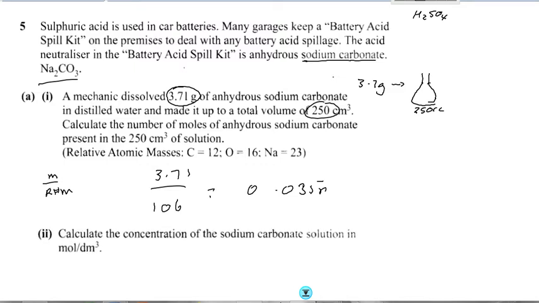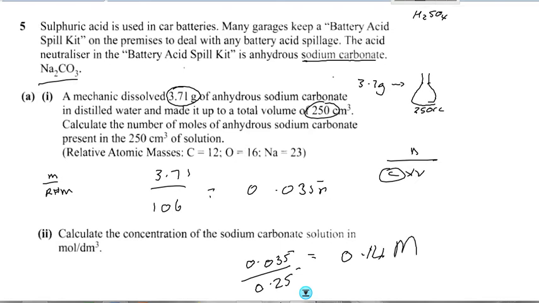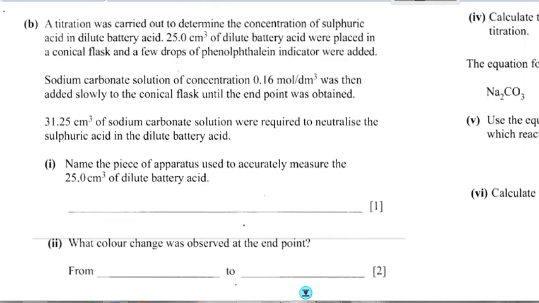Then calculate the concentration of the sodium carbonate in that solution in moles per decimeter cubed. Well, again, n = CV, so C equals n, which is 0.035 divided by V, which is 250 cubic centimeters, or 0.25 decimeters cubed. So the concentration of the sodium carbonate is 0.14 moles per dm cubed. Okay, moving then on to the main body of this.